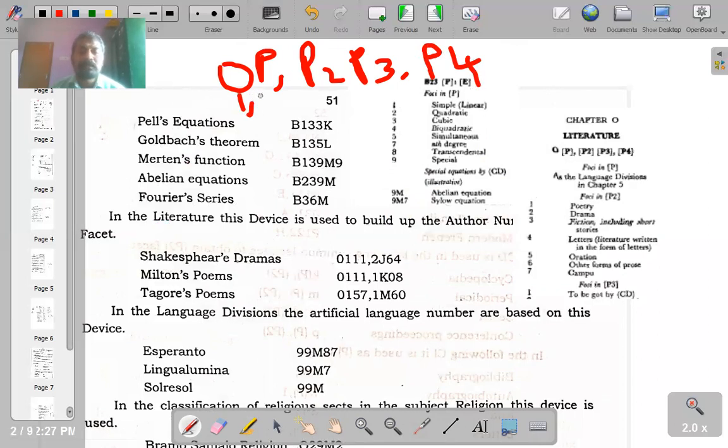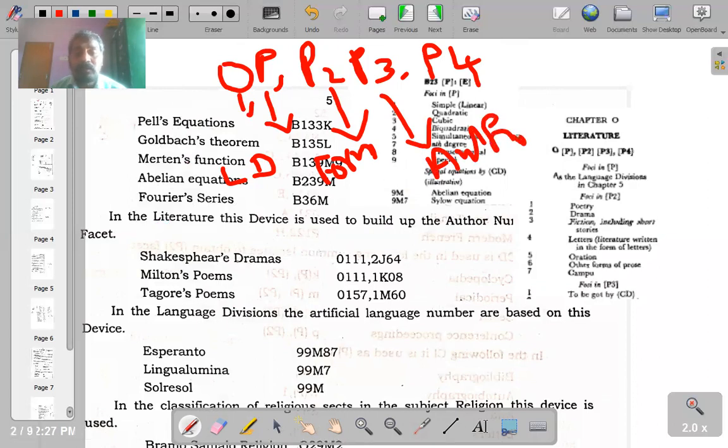O is the main class. P is the personality. P1: where do we get P1? From the language division; we take it from language isolates. What about P2? That is form, taken from the main class, page number 294. What about P3? This is the author. How do we denote the author? We find out the year of birth of the author, and the year of birth will be converted and used as P3 here.